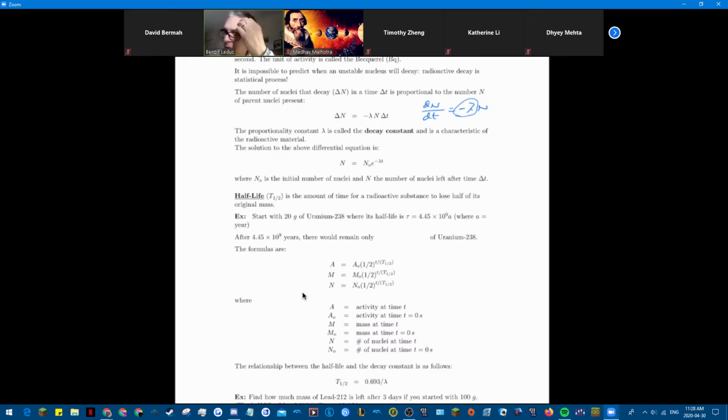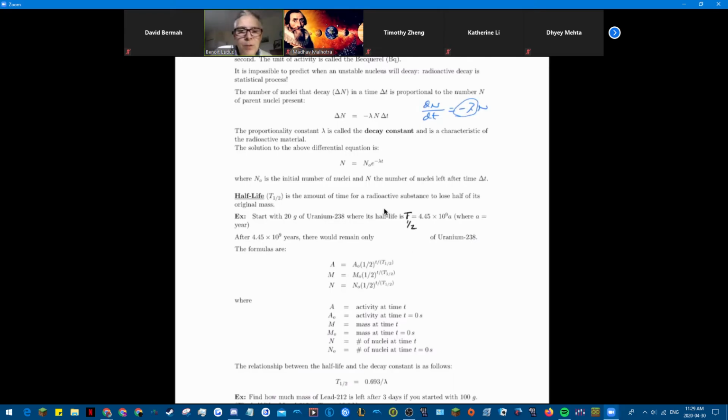Sometimes I don't know which symbol they use in your textbook. Sometimes the half-life is given as T with a little half, sometimes it's given as this. But in this case, we're going to put it as T subscript half. So just change this, guys. I apologize for that. So this is going to be T half. This is a little bit technical, a difference between tau and T half, the half-life.